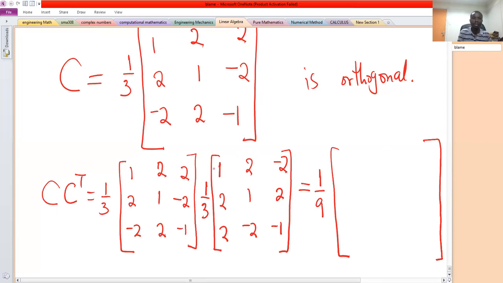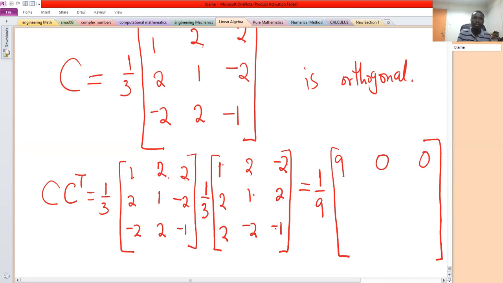So 1 by 1 is 1, plus 2 by 2, so that's 4. 2 by 2, 4. So 4 plus 4 plus 1 is 9. 1 by 2 is 2, plus 2 times 1 is 4, plus 2 times minus 2, we get 0, because it'd be 4 minus 4. 1 times minus 2 is minus 2. 2 times 2 is 4, plus minus 2 is 2. And then 2 times minus 1, minus 2, and then plus 2 is 0.